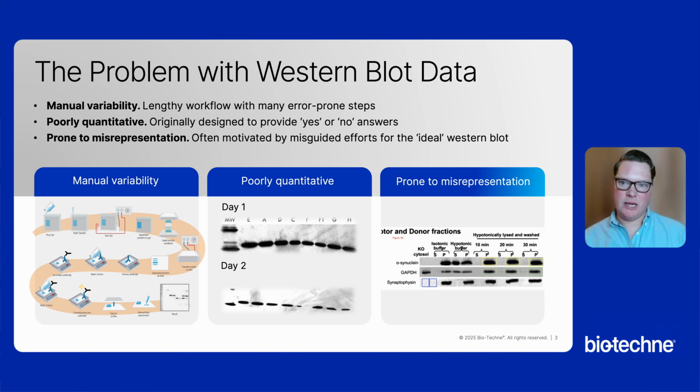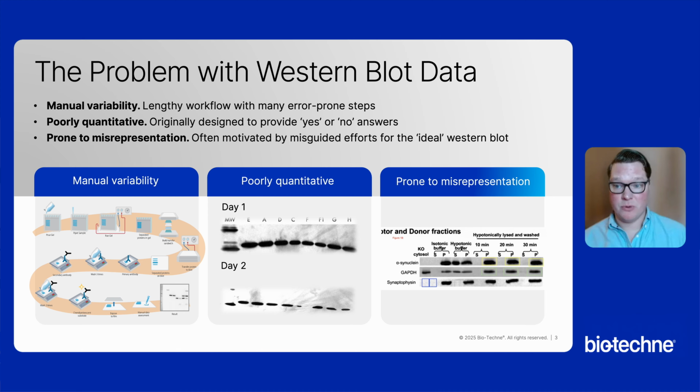There are three commonly encountered problems with Western blot data. First, the lengthy and manual workflow is a significant contributing factor to the unreliability of Western blot data. Almost every step introduces difficult-to-control variables that impact the final results. A second problem is that the data are primarily qualitative, and extracting quantitative information is difficult and often unreliable.